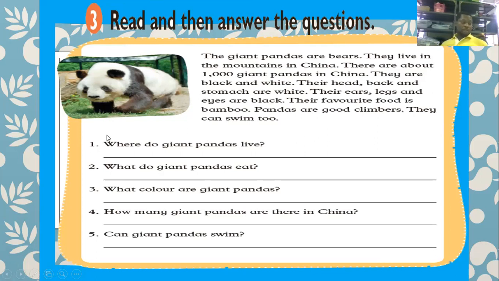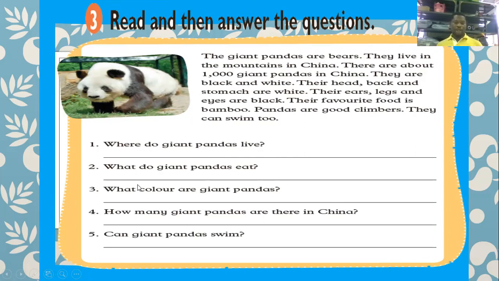All right, so now let's answer the questions. Where do giant pandas live? According to this paragraph, they live in the mountains in China. Repeat after me. They live in the mountains in China.